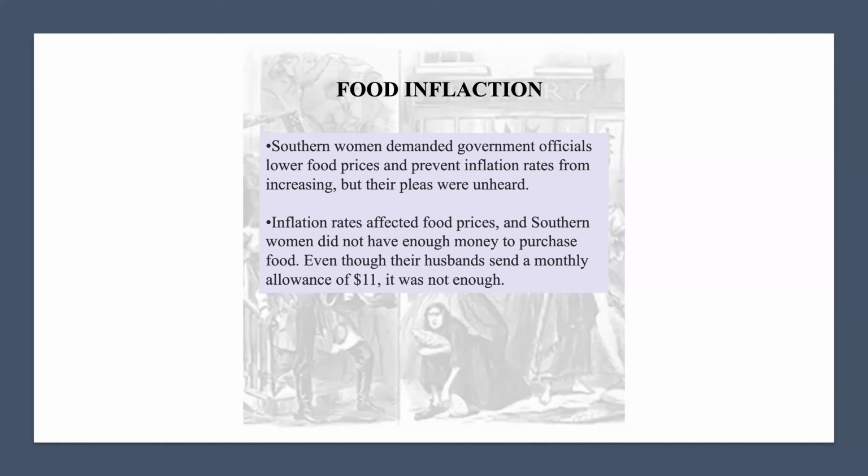Food inflation. Southern women demanded government officials to lower food prices and prevent inflation rates from increasing, but their pleas were unheard. Inflation rates affected food prices, and Southern women did not have enough money to purchase food. Even though their husbands sent a monthly allowance of $11, it was not enough.